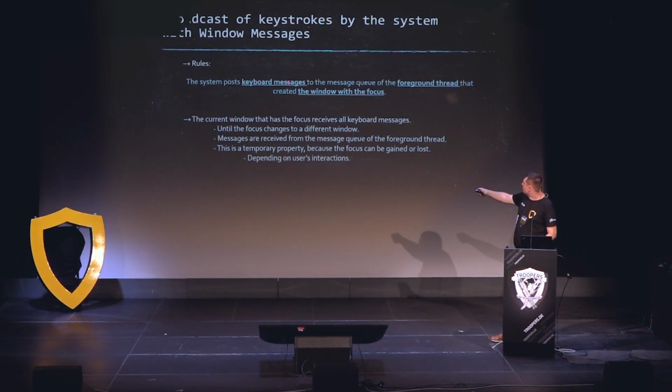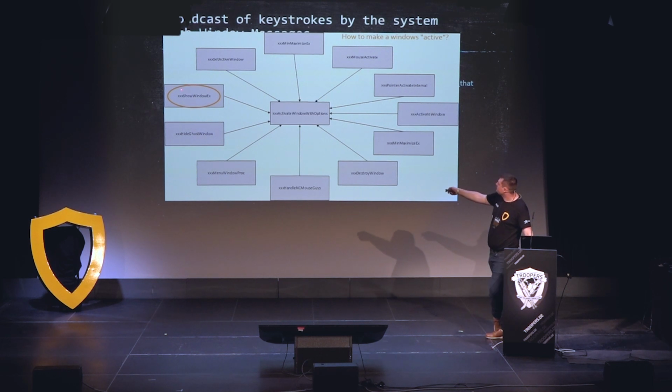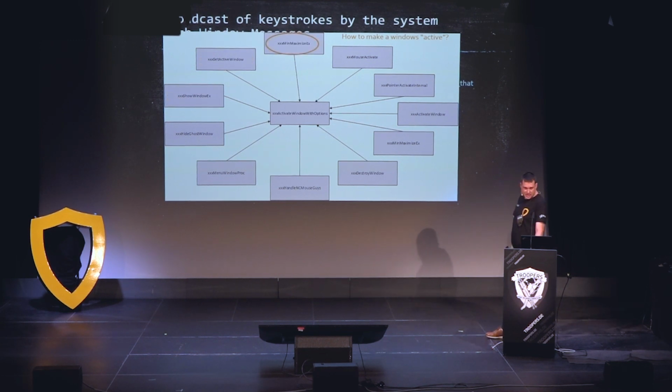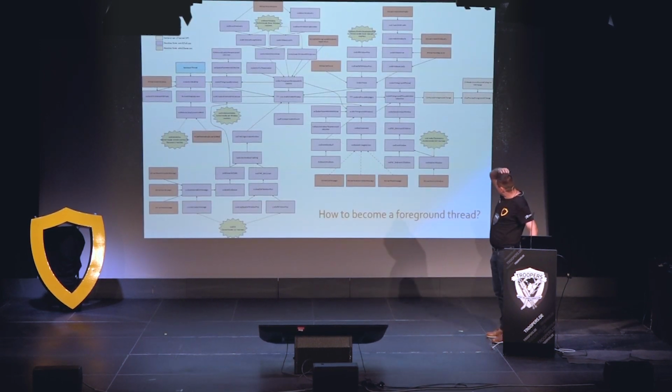So this is the rule. Keyboard messages are broadcast to the foreground thread and windows with the focus. How is it possible to have the focus? You can call internally, so these are kernel mode routines, undocumented for sure: ShowWindow, SetActiveWindow, minimize, maximize windows, and MouseActivate, which is when you click on it. But you can remove this property by destroying a window or hiding a window. Simple.